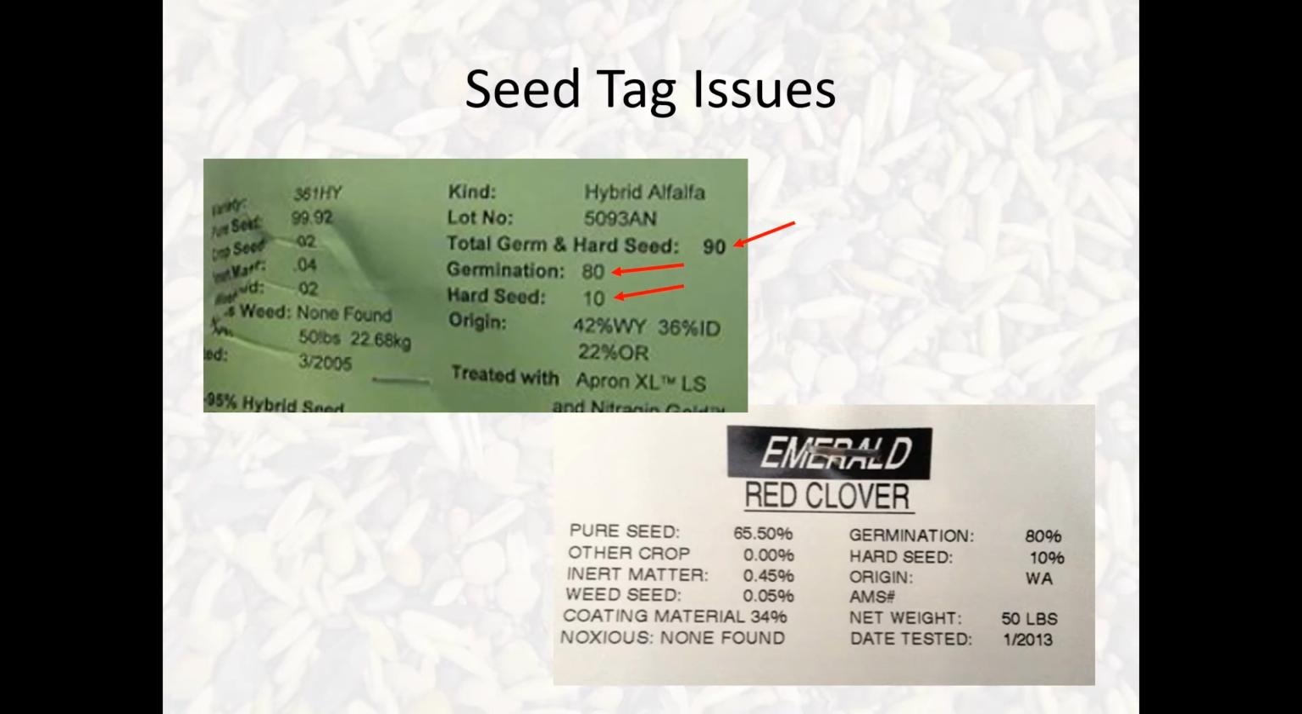Now on the white seed tag for this bag of red clover, germination is 80% and hard seed is 90%. We will assume that the total germination is 90% even though it's not included on the label. In a few cases, hard seed is included in the germination, but should not be. So 80% would be the germination rate we would use in most pure live seed calculations, unless it's only for wildlife use.